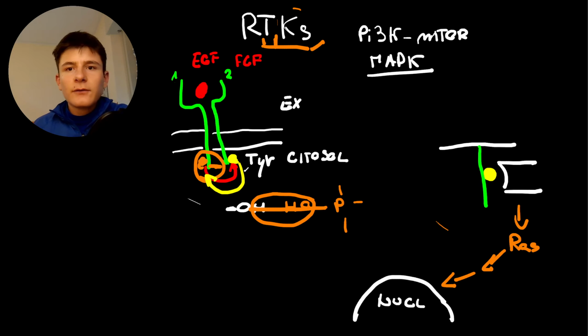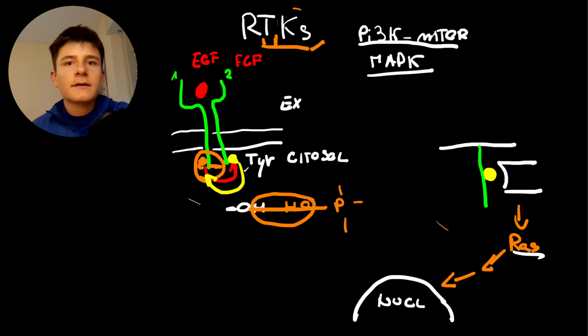Now, in the following videos, we're gonna look at these pathways, and we're gonna look at all the proteins that are involved, such as RAS, RAF, MEK, ERK, etc.